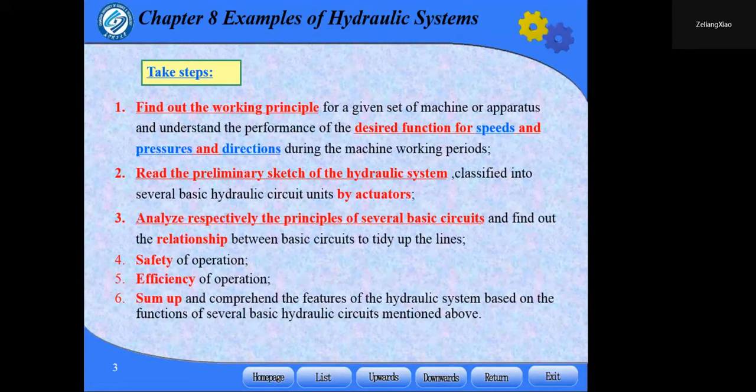Add up for user safety of operation. It also should consider the efficiency of the operation. Last, summarize the concrete features of the hydraulic system based on the functions of the several basic hydraulic circuits mentioned.